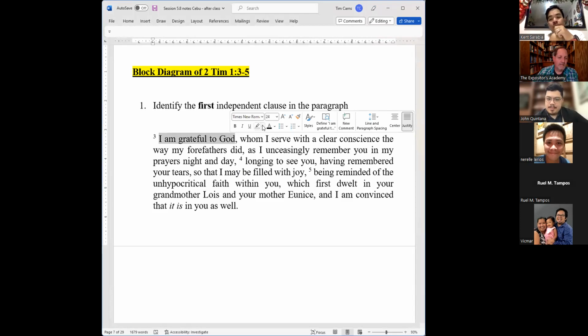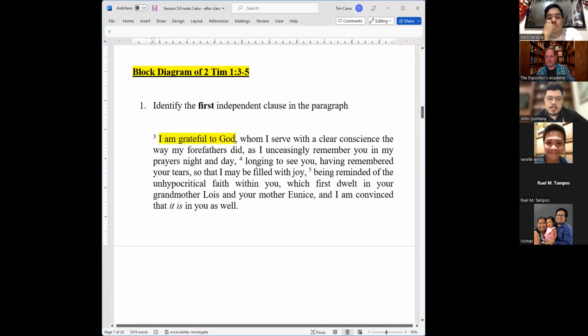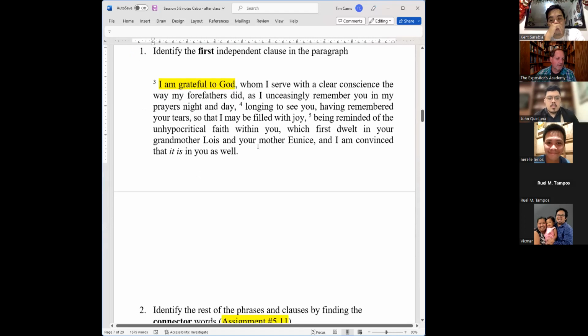Yes, it's actually right at the beginning in this case. Usually they're near the beginning, but in this case, it's right at the beginning. Now there may be other independent clauses in the paragraph, but I think it's easier to just find the first one and then go from there to identify any others that we come across along the way. So with that, that's our first step.